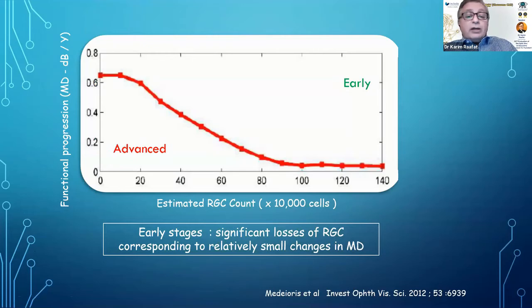Other studies were done with these retinal ganglion cell counts, and we see the correlation between the loss of the ganglion cells and the functional progression detected by mean deviation decibel loss per year. At the early stage, on the right side of the graph, there is early loss from 140 times 10,000 cells, losing ganglion cells, and the field is still not changing. And with moderate loss, the field starts to drop, and we are losing decibels on the mean deviation. So we can miss this loss of the ganglion cells if we follow only with the visual field.